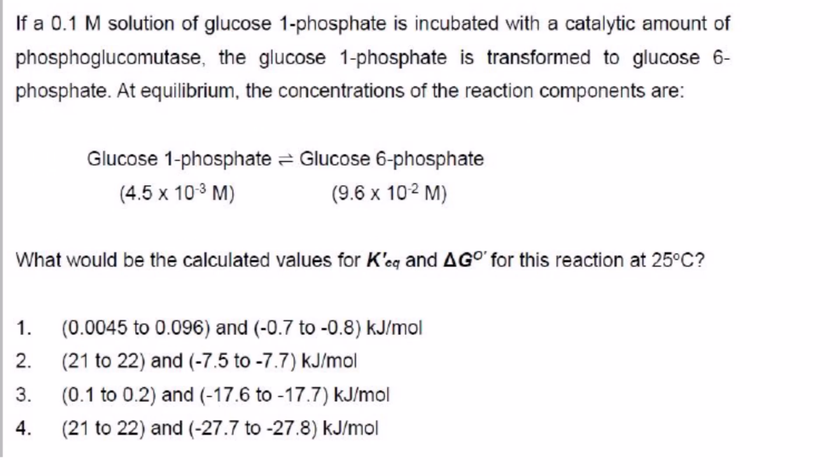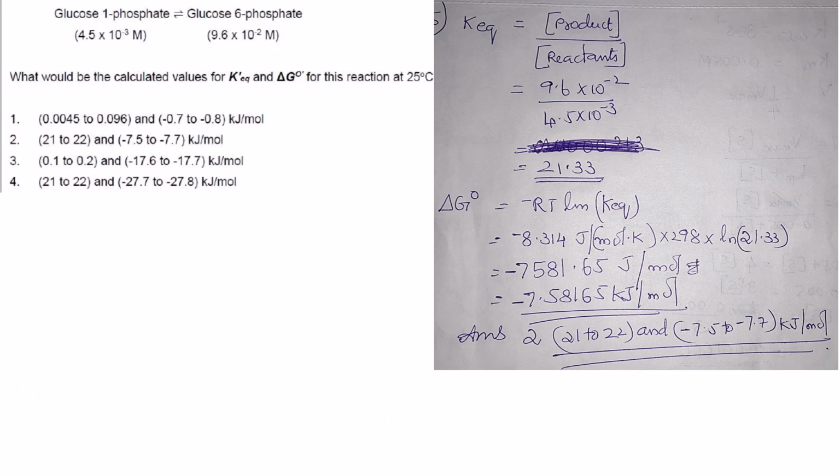Then next one. If 0.1 molar solution of glucose 1-phosphate is incubated with a catalytic amount of phosphoglucomutase, the glucose 1-phosphate is transformed to glucose 6-phosphate. So this is glucose 1-phosphate. Upon addition of phosphoglucomutase enzyme, it is getting converted to glucose 6-phosphate. So they have given the concentration of glucose 1-phosphate and glucose 6-phosphate at equilibrium, and we are asked to calculate the K equilibrium and delta G0 for the reaction at 25 degrees Celsius. So we will see. So this is the question and this is the answer.